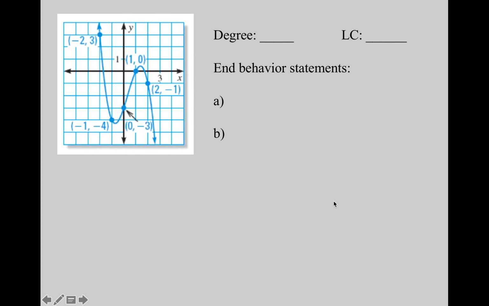Here's our next one. Hit pause, fill it in, come back to us. Okay, now that you're back, arrows are going in different directions. That makes this an odd degree. Since it goes down to the right, leading coefficient is going to be a negative. Let's use the other notation on this one here. As x approaches positive infinity, so we're doing the right hand side here, as x's are getting larger, arrow's pointing down, your y approaches negative infinity.